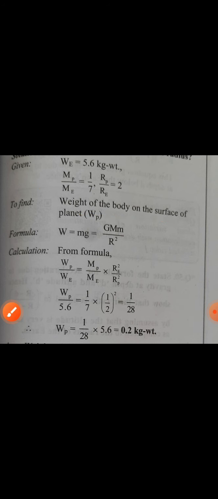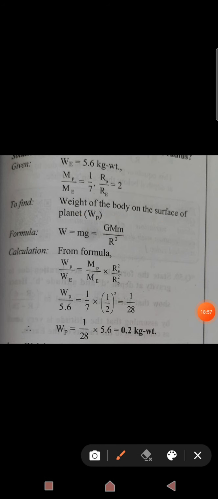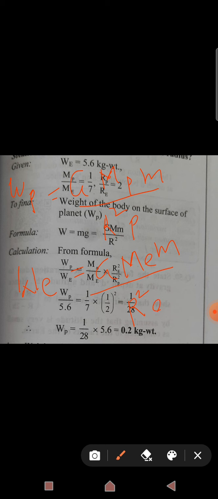So here I am going to write that explanation. Weight on the planet is equal to G, the gravitational constant, Mp, mass of the planet, and small m, mass of the body, divided by r square p. So this is the formula for the weight on the planet. Similarly, weight on the earth is equal to G Me, mass of the earth, small m, mass of the body, upon r square e.